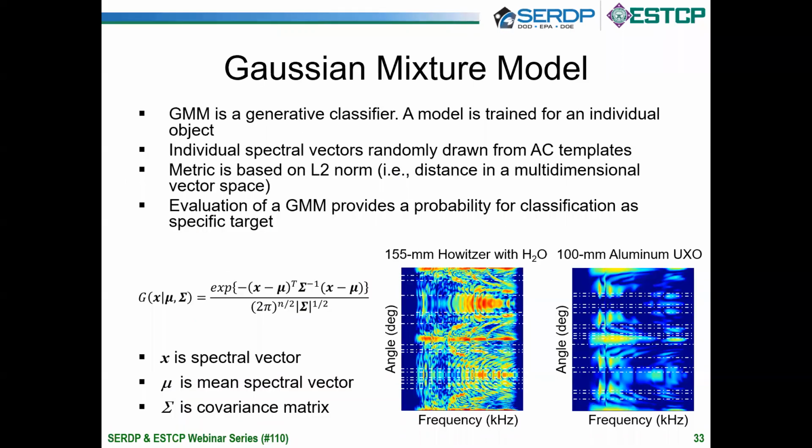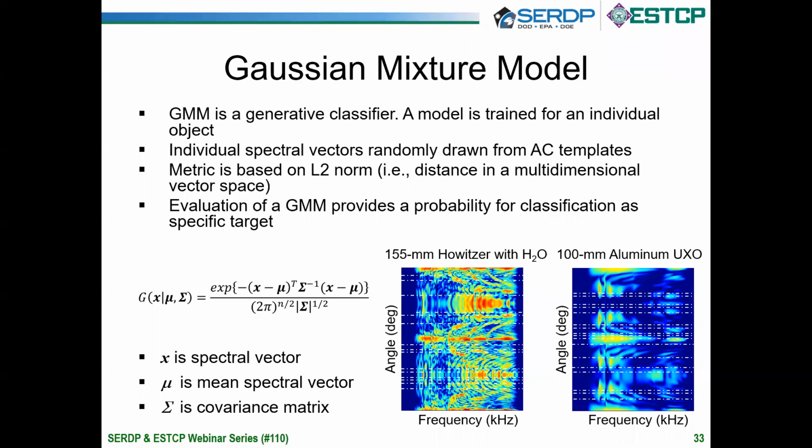So we have this data, and we want to train classifiers. We want to be able to say something more than, oh, we found something. We want to be able to say what we found. Under the MR 2505 program, the classifier that we look at is a Gaussian mixture model.